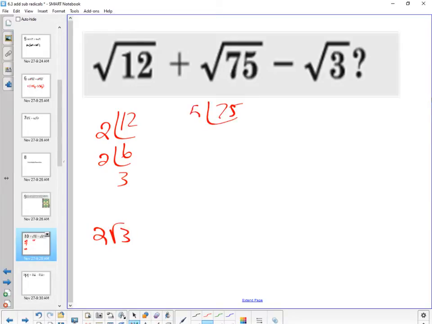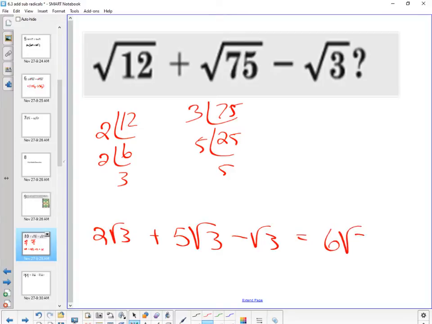Let's do 5. Let's do 3 first. 3 25s. And that's going to be 5, 5. Therefore, it is 5 radical 3. And then I've got minus radical 3. So what's 2 plus 5? What's 2 plus 5? 7. 7 take away 1. 6. So this is 6 radical 3.